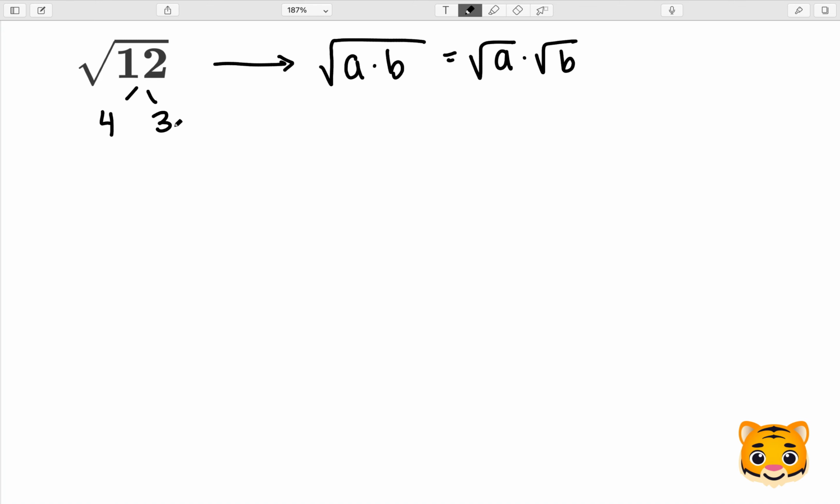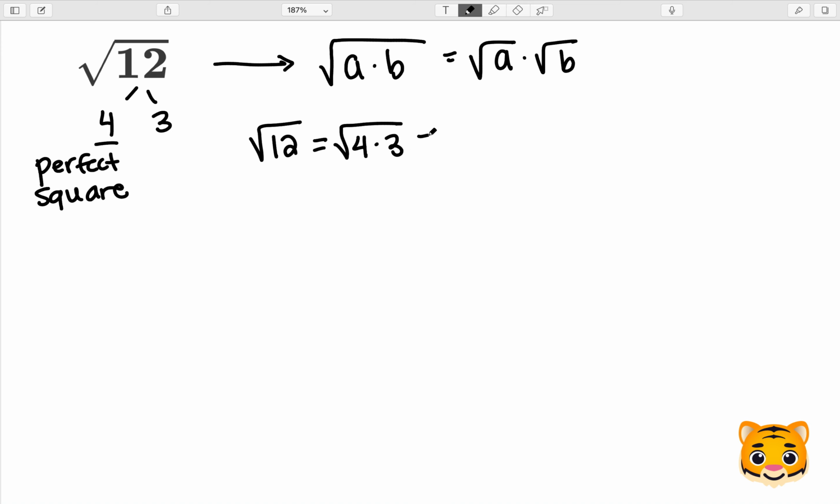Factors of 12 include 4 and 3. So I chose 4 because 4 is a perfect square, which will help us simplify in the future. Now we can look at the square root of 12 again and see that it will be equal to the square root of 4 times 3.